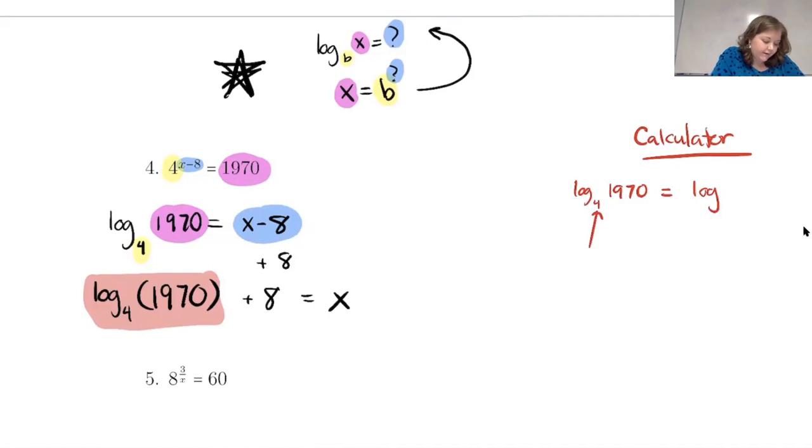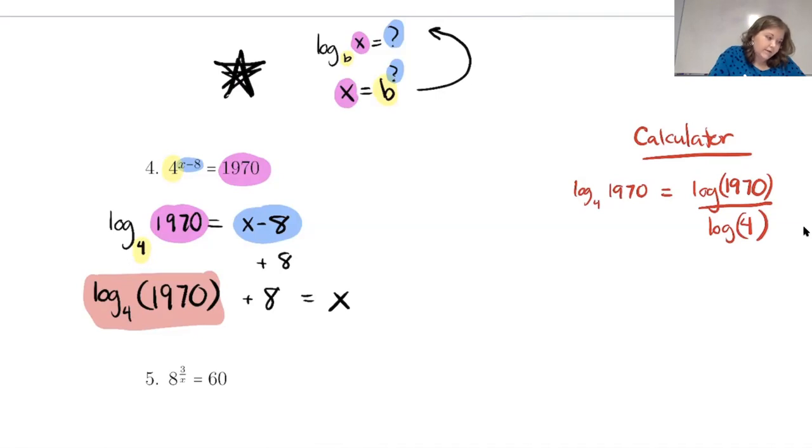But if your calculator doesn't have that ability, you can write it as log of 1970 over log of 4, where that log has a base of 10. So that's just the button that automatically comes on it. And so just make sure if you write it, put parentheses around the inside, do log of 1970 divided by log of 4, and you should be able to get that answer.